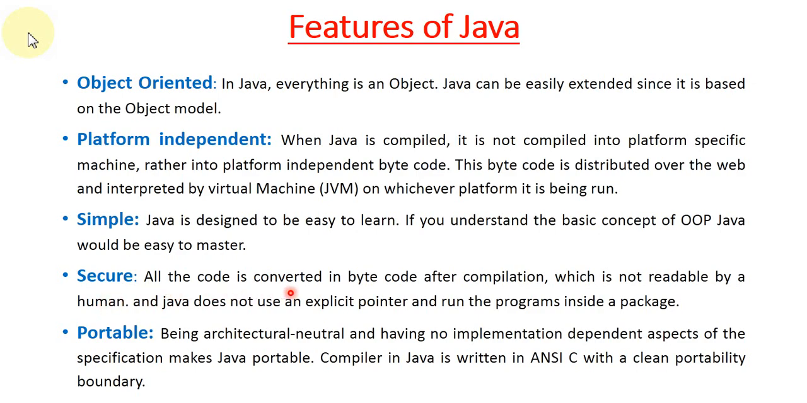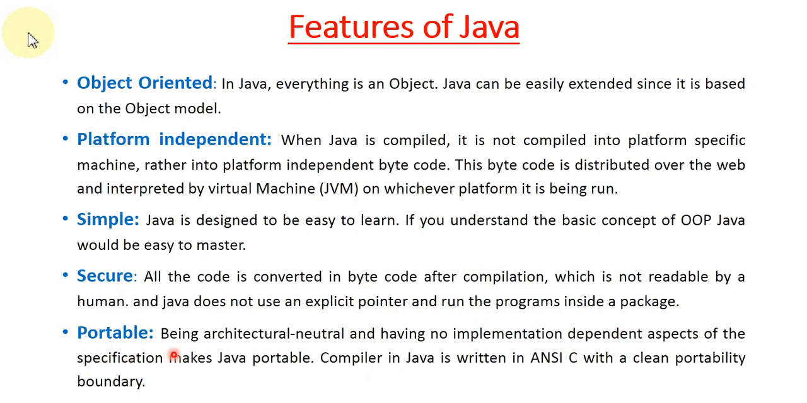Secure. All the code is converted into bytecode after compilation. As we already said in the second point, the code is converted into bytecode, and bytecode is very difficult for a normal human being to interpret, so it is very secure, not readable by a human being. Java does not use explicit pointers and runs programs inside a package. So all programs run inside a package. That's why it is very secure.